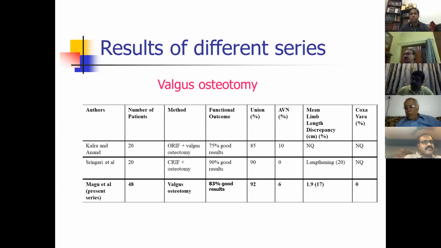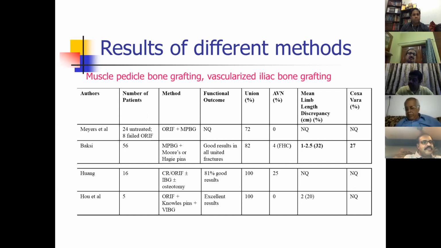So, some of the results of valgus osteotomy by various authors from this country like Kalra, Sringari and my series, and so many other authors by other biological methods like the muscle pedicle bone graft. You see, Bakshi is the pioneer in this country. Now, so many people are doing it, but there is only one paper as far as the indexed international journals are concerned on the Meyer procedure. That is one only, in 1945. There is no other paper on this procedure in the international journals. Powell's osteotomy is getting more and more popular for the reasons which I have just narrated and briefed you.